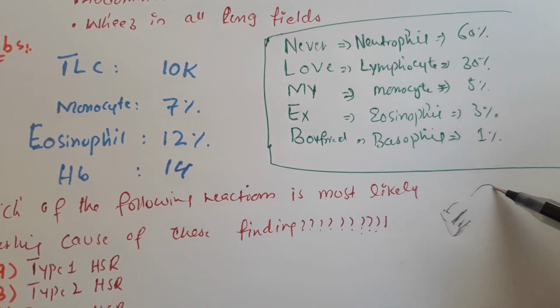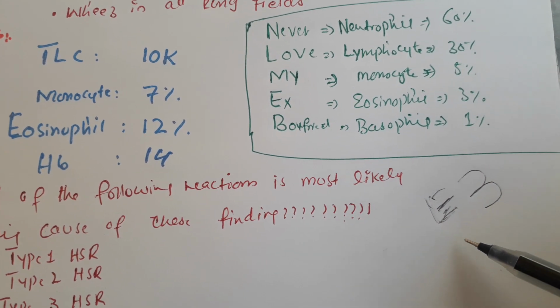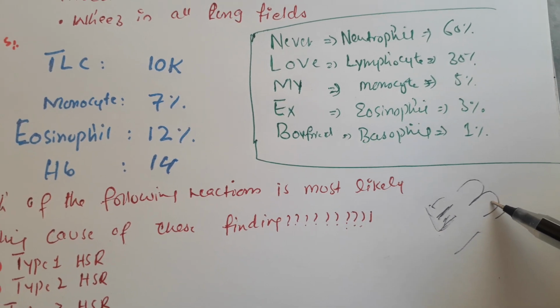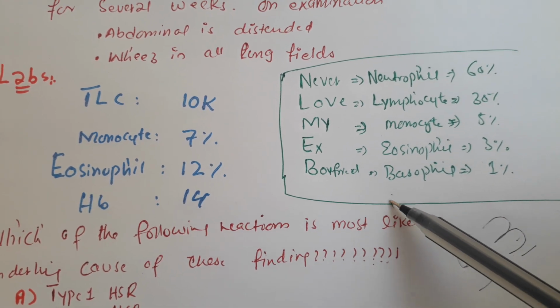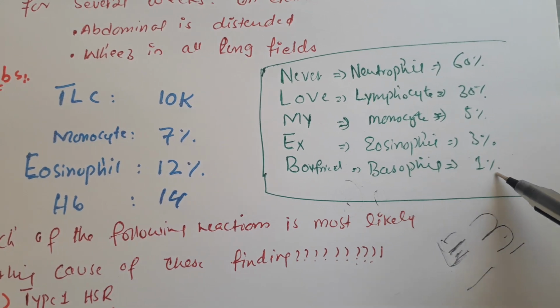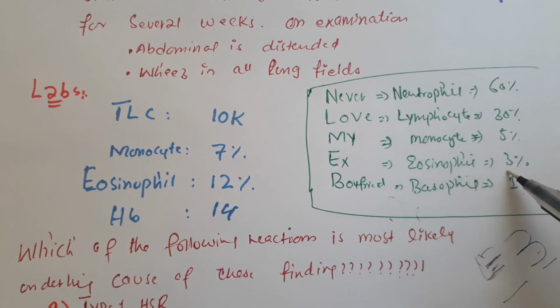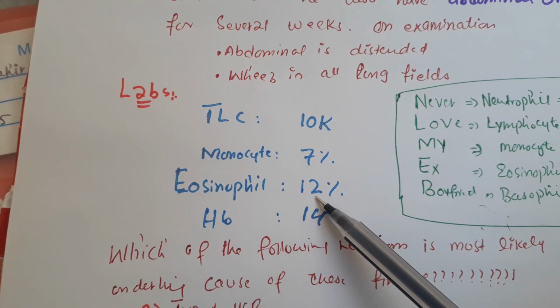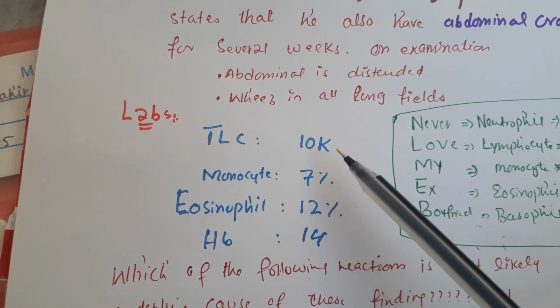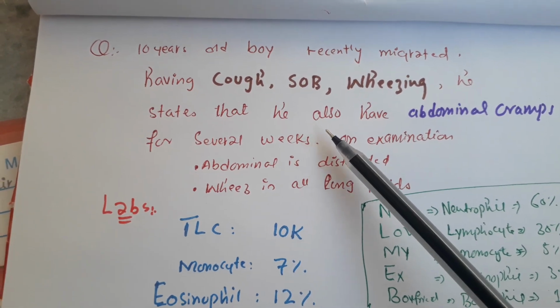And so we write 3 like this. So you see eosinophil is 3%, this is how you will remember. B is basophil, B is near A, and A is 1, so basophil is 1%. Now you see the normal count of eosinophil is 3%, but here they give us eosinophil 12%. So now it's sure that it's a parasitic infection.